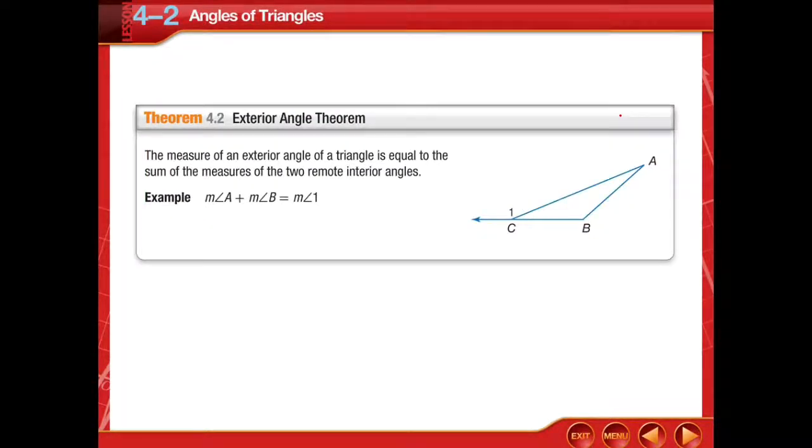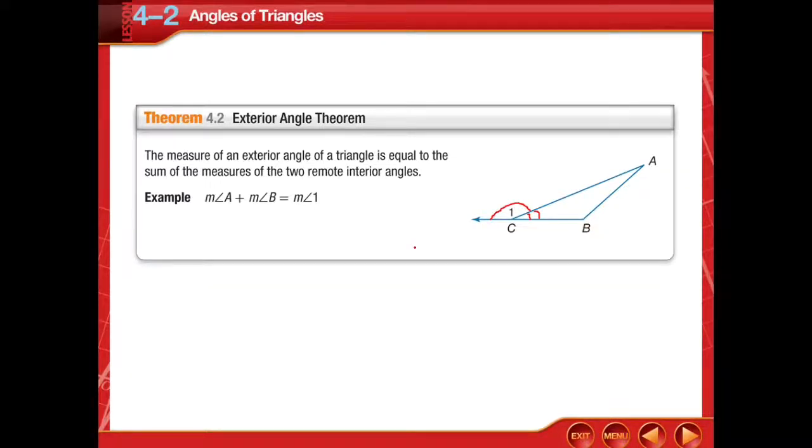I also need to be aware of the exterior angle theorem. The exterior angle theorem states that the measure of an exterior angle, and an exterior angle is right here. An exterior angle, and this is a definition you should write down, forms a linear pair with an interior angle of the triangle. So angle 1 is an exterior angle because it forms a linear pair with angle ACB.